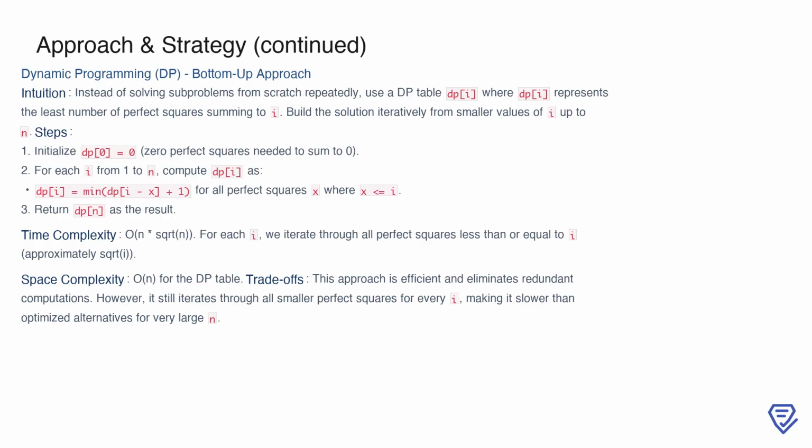This ensures that we are building our solution iteratively and efficiently. The dynamic programming approach has a time complexity of O(n * sqrt(n)), as for each value of i, we iterate through approximately sqrt(i) perfect squares. It requires O(n) space for the dp table, making it much more efficient than brute force. While it avoids redundant computations, it does involve iterating through all smaller perfect squares for every i, which can become computationally intensive for very large n.